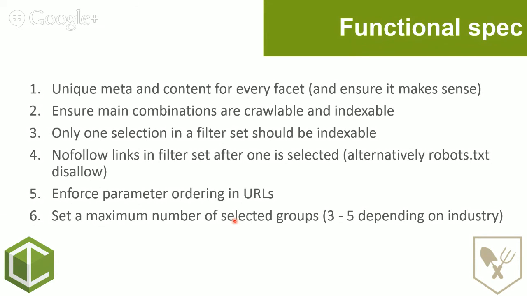Enforce parameter and path ordering in URLs, and set a maximum number of groups which filters can be selected from. This could be between 3 and 5 depending on your industry, but once you get further than that, you're going to end up with hundreds of thousands, even millions or tens of millions of indexable pages, which is not where you want to be.